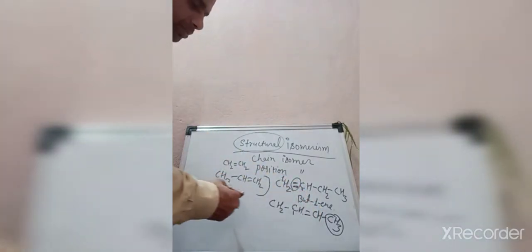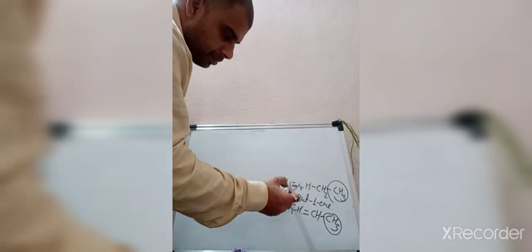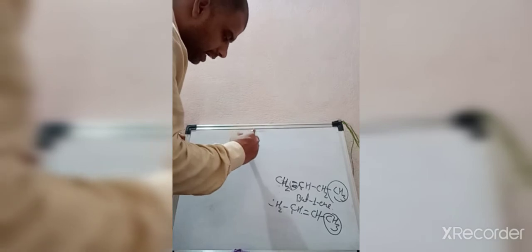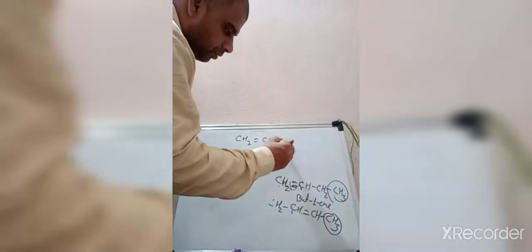What will it give you? It will give you a new structure if I take this CH3 from here and adjust it in between at this position. So CH2 double bond CH, and CH3 will come here, with CH3 at the terminal position. This is one more isomer you will get in structural isomerism.